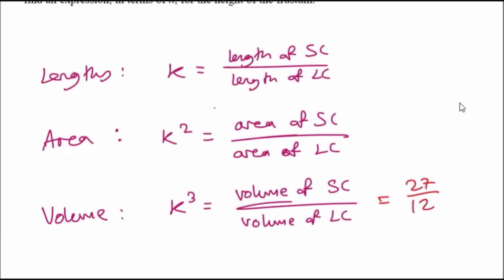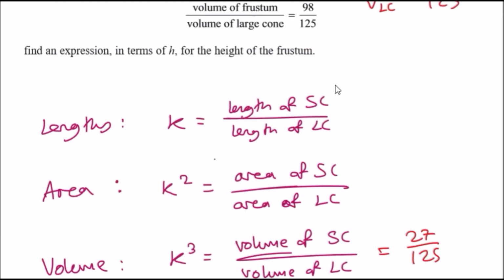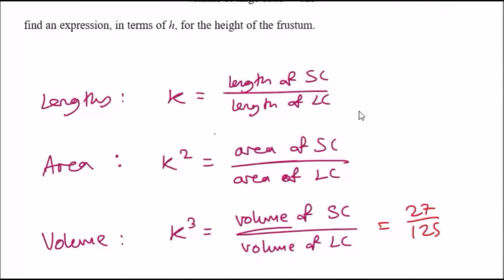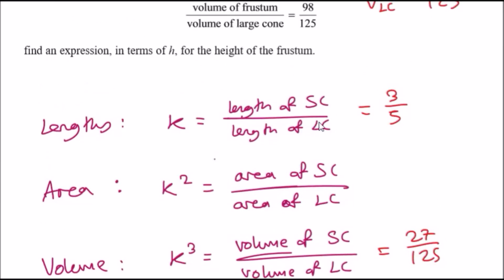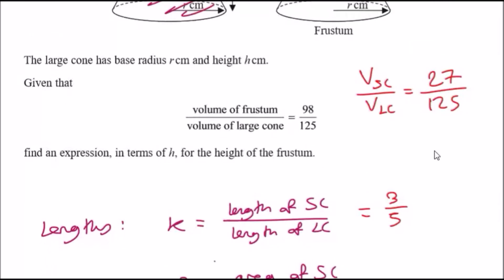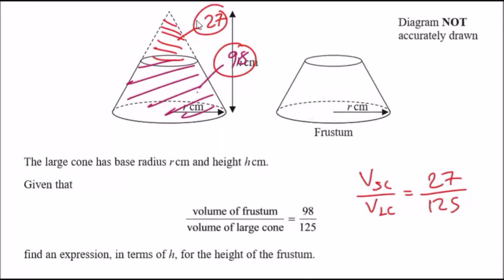That means if you want to find the lengths, and by the way we want the lengths because height is a length, we can find k by literally cube rooting this, and that will give us 3/5. So we can say now that the relation between the small cone and the large cone has a height of 3 to 5 parts. What I'm saying here is, if this had a height of 3 parts, that means the full length has a height of 5 parts. Okay.